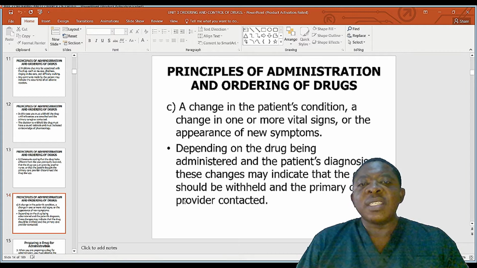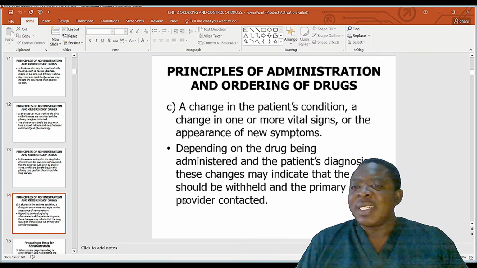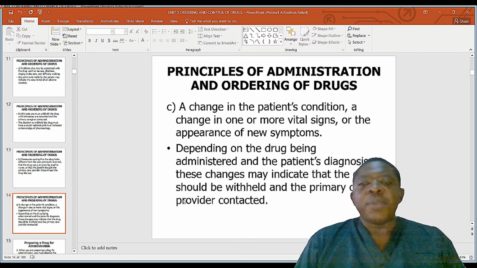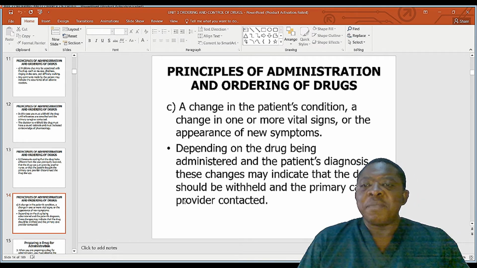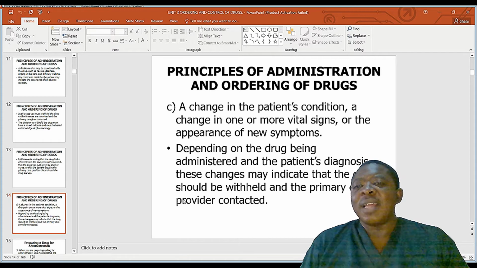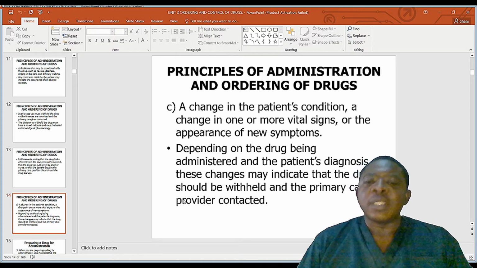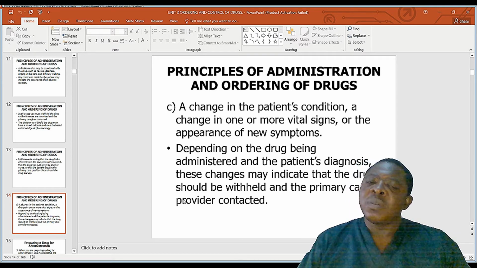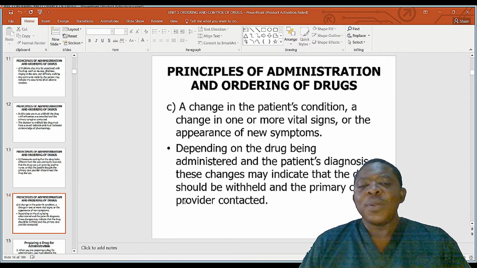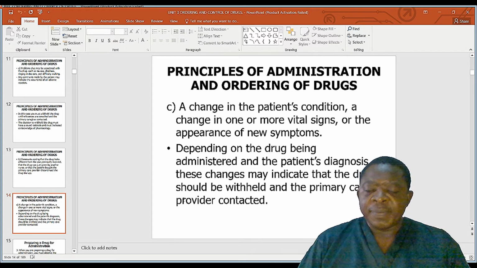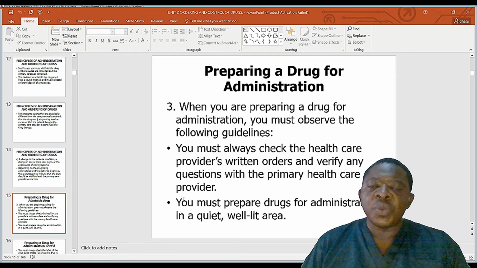So a change in one or more vital signs or the appearance of new symptoms may necessitate the change or withholding of the drug. Depending on the drug being administered and the patient's diagnosis, these changes may indicate that the drug should be withheld and the primary care provider contacted. Primary care provider here, we mean the doctor should be notified, the physician should be notified, the consultant within this should be notified.